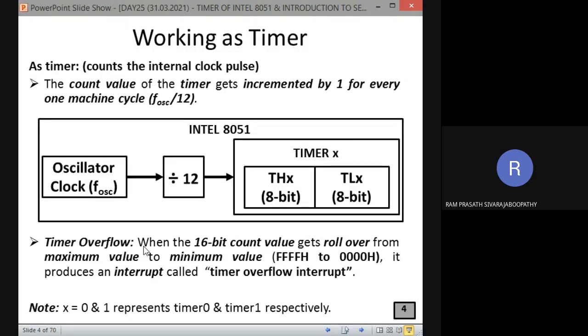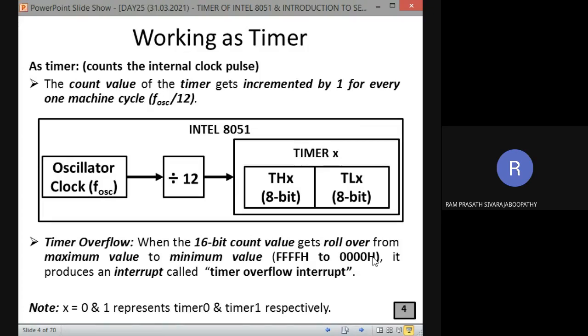Maximum count தாண்டி நம்ம ஒரு pulse கொடுத்தோம்னா என்ன ஆகும்? It is getting to the minimal value. That means from FFFFh, it is going to change to 0000h. At that point of time, it is going to generate an interrupt. That we call it as timer overflow interrupt. As this interrupt is generated by the timer overflow, we call it as timer overflow interrupt.